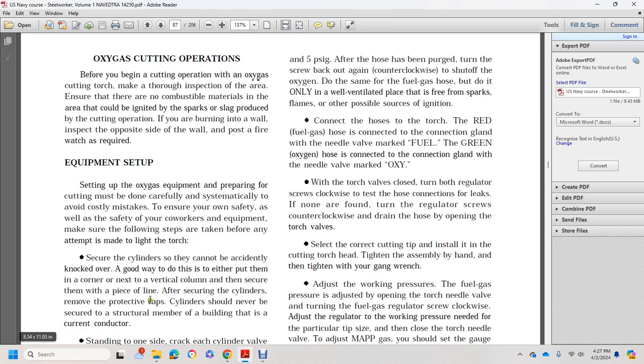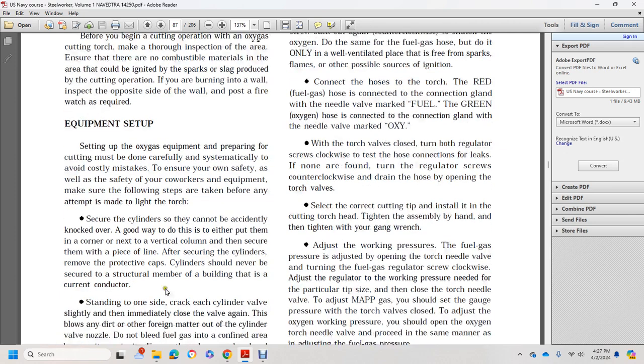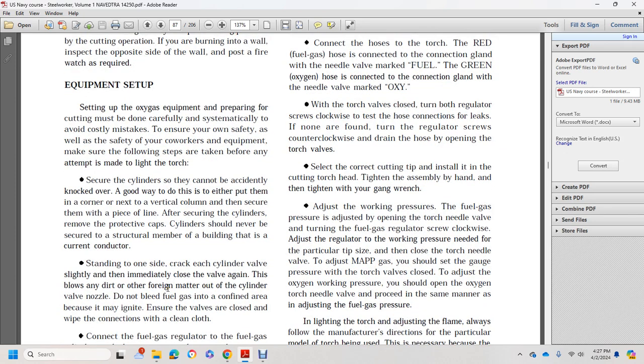After securing the cylinder, remove the protective cap. Cylinders should never be secured to a structural member of the building that is an electrical conductor. Turn each of the cylinder valves slightly to crack them, but immediately close the valve again. This blows out any dirt, foam, or matter from the cylinder valve nozzle. Do not bleed the fuel gas into a confined area because it may ignite. Ensure the valves are closed and wipe connections with a clean cloth.